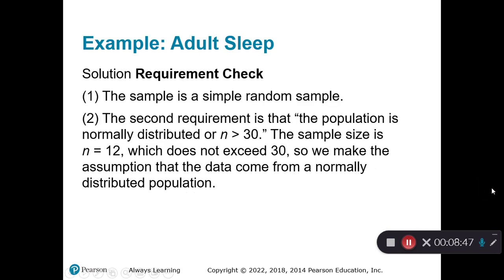A quick requirement check: although our sample size is small and although we don't know whether the original population is normal or not, we're going to go ahead and assume that the original population is normally distributed. Otherwise, we wouldn't be able to perform this hypothesis test.